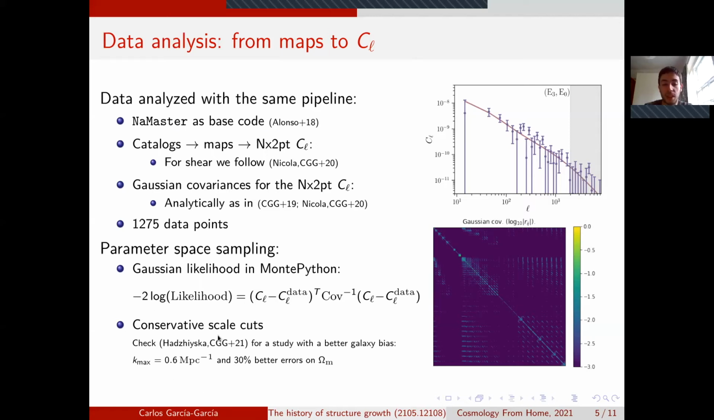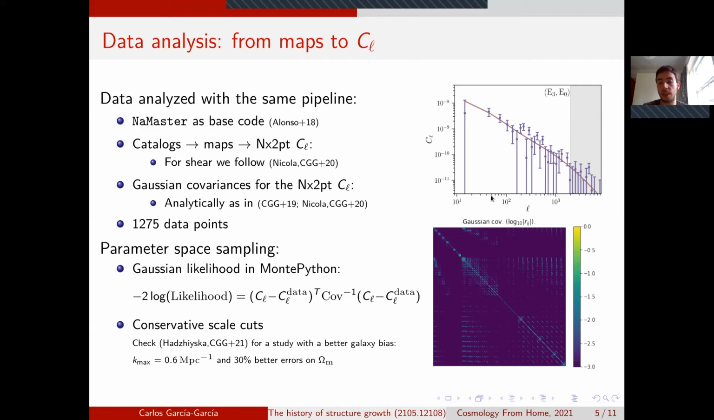For instance, if you want to check a paper about how you can do better with a better galaxy bias, you can take this paper from Borean and Hajiska, who took data from our pipeline when we were in the process of building it, and in particular from the DESY1 galaxy clustering with lensing. She used much better galaxy bias modeling and was able to reach a Kmax of 0.6 inverse megaparsecs. In doing so, she found 30% better errors on omega matter.